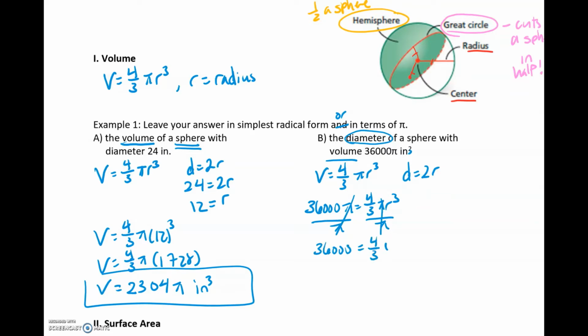And then we have 4/3 r cubed. Remember, don't deal with that cube until the very end. So let's get rid of 4/3. It's up to you how you want to deal with this. You can do this in 2 steps. You can do it in 1. I'm going to go ahead and show you the 2 steps.